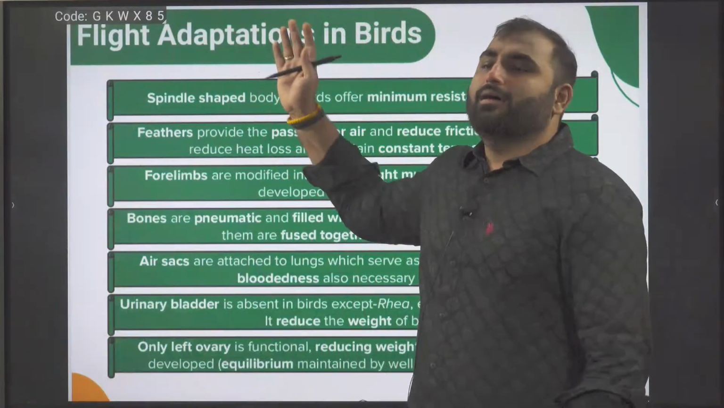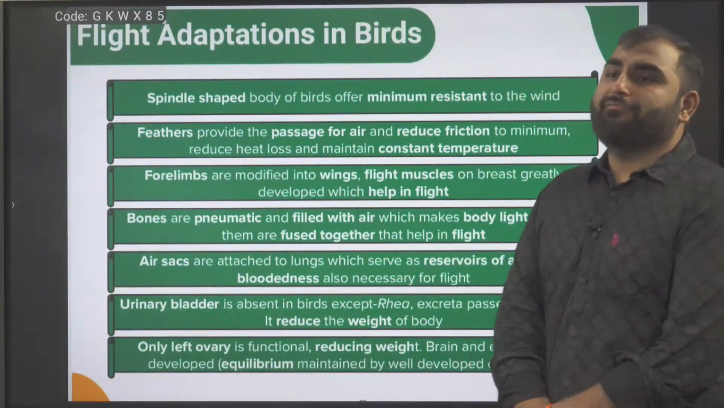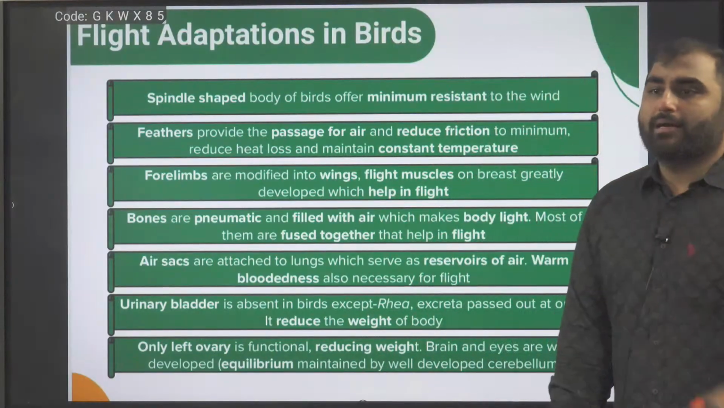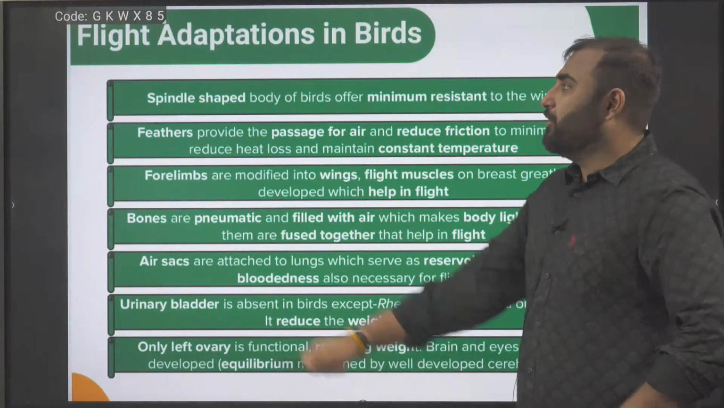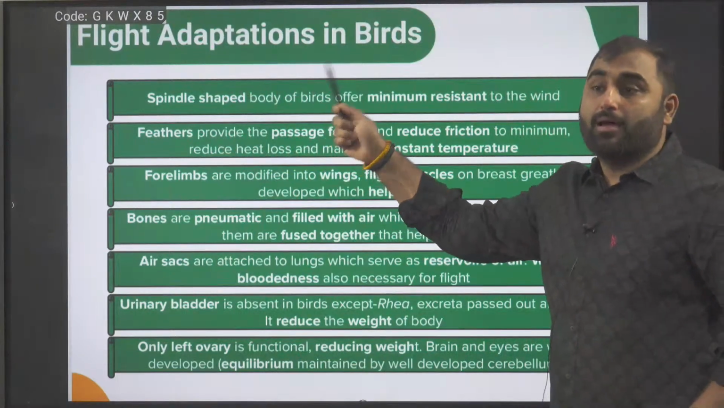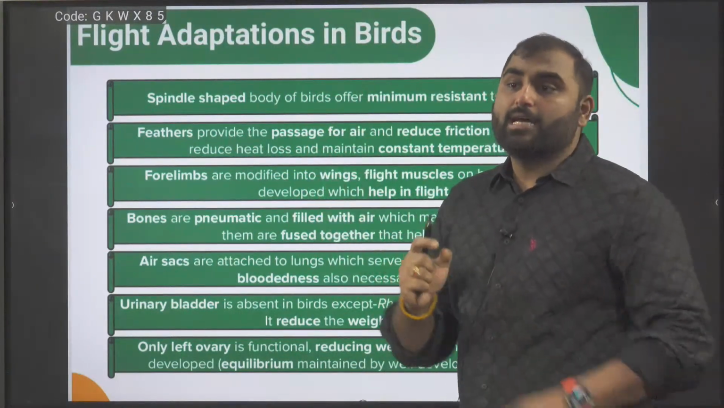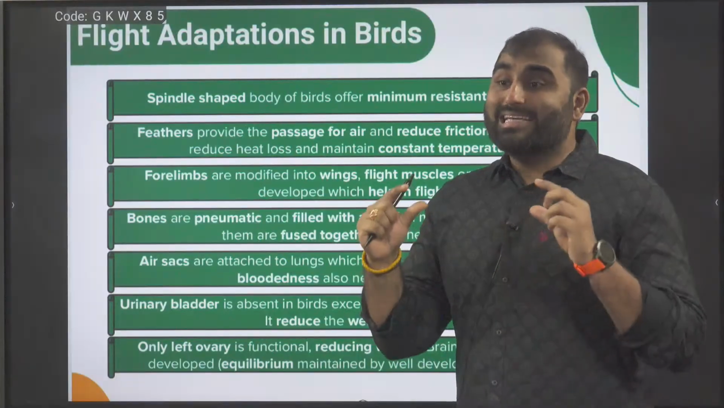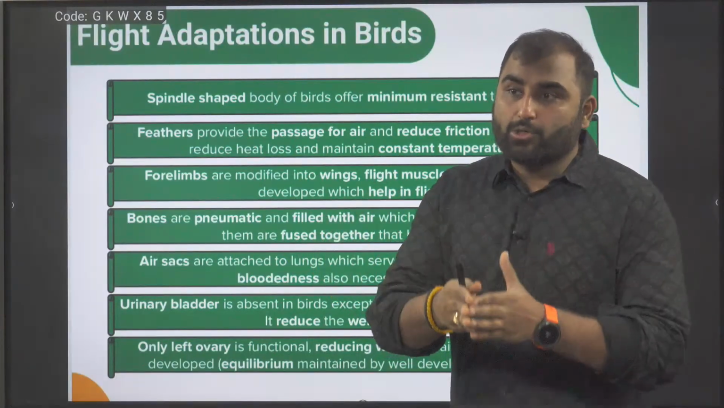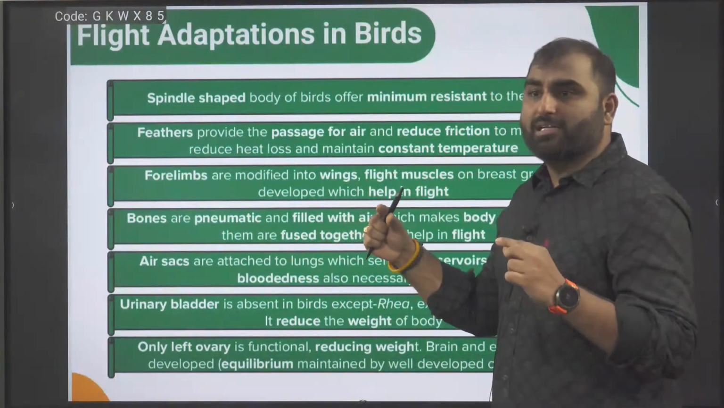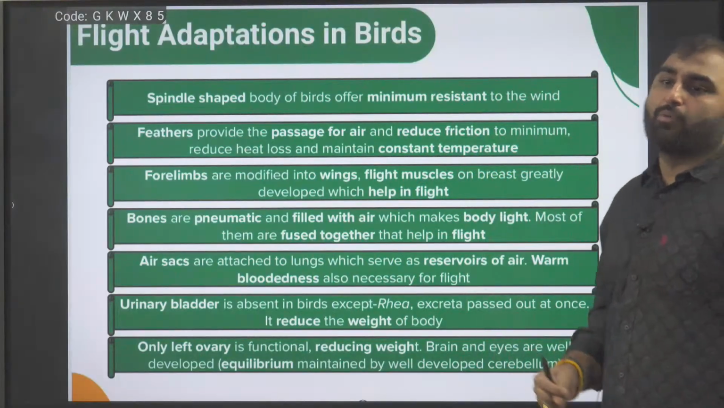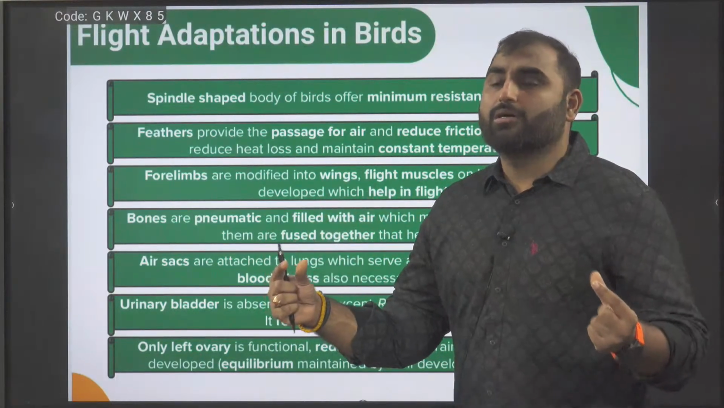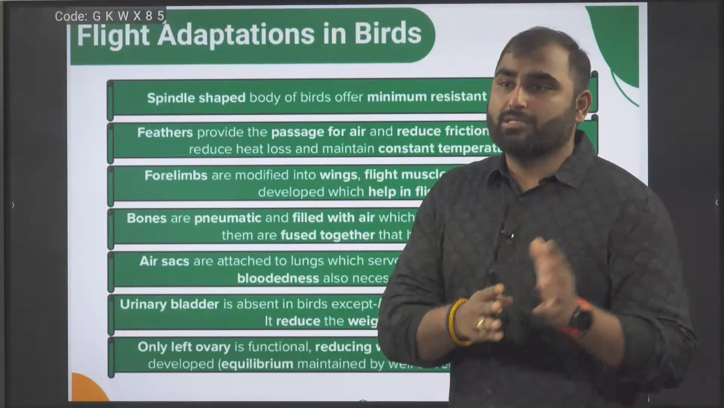Now quickly, let's see what the flight adaptations in the bird are. I will go very quick on this slide, so just pay attention. Okay? So first of all, the body is spindle shaped. When I was talking about Pisces, the body was also tapered at both ends. That gives least resistance from the water while swimming. Here, the body is spindle shaped. That gives minimum resistance from the wind. So it's aerodynamic. Spindle shape is a good aerodynamic structure, and that reduces the resistance of the wind.